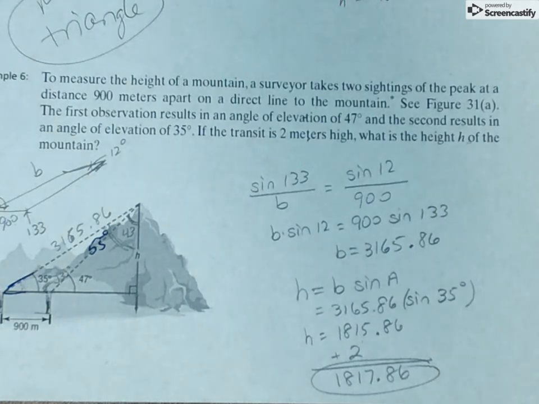Okay, good luck on these. Again, write down what you know. You're always going to be checking to see what kind of case you have. And remember that there is a case where there is no triangle possible. So you're going to look for your A, your B, and your height to figure out which case you're dealing with.